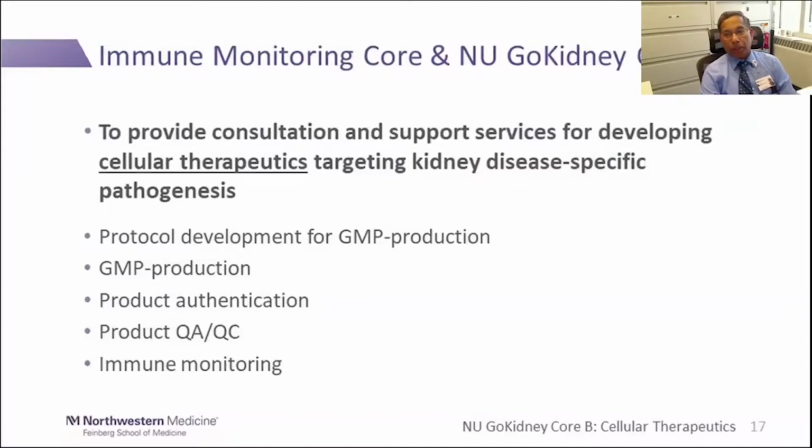The mission of the Immune Monitoring Core within the Core B of the NU GoKidney is to provide consultation and support services for developing cellular therapeutics targeting kidney disease-specific pathogenesis. This involves protocol development before GMP production, transfer of the technology to the GMP, product authentication, and product quality assurance and quality control during the production and during the clinical trial. Then, during the clinical trial, serial immune monitoring of the subjects before and after product usage.